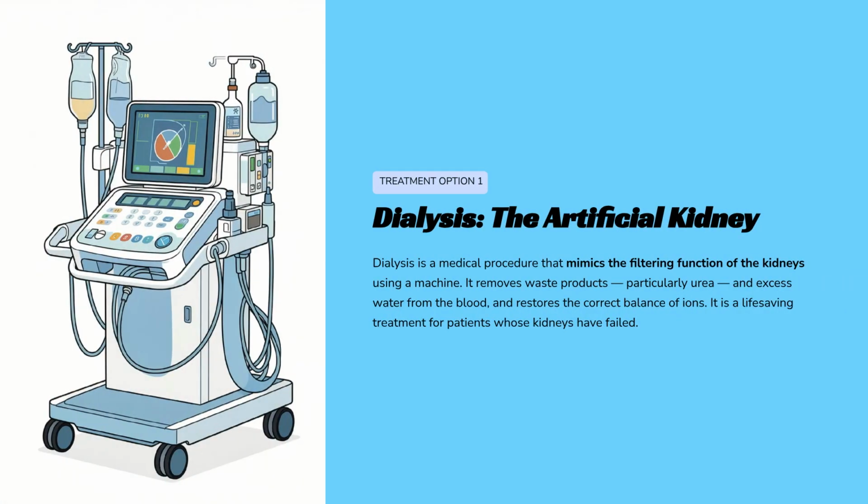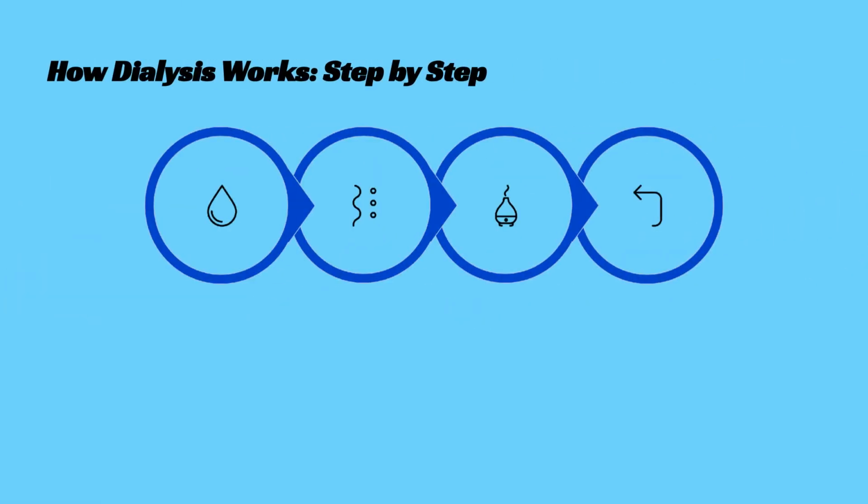Dialysis, the artificial kidney, mimics the filtering function of the kidneys. This machine removes waste products like urea and excess water from the blood, restoring the balance of ions, making it a life-saving treatment. Dialysis works in 4 steps. Blood is taken out, passes through a membrane, waste diffuses out, and finally, the cleaned blood is returned.